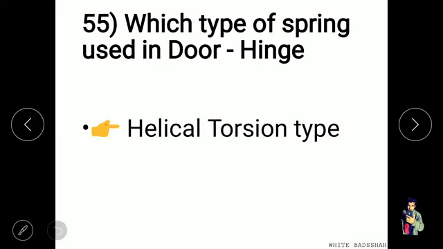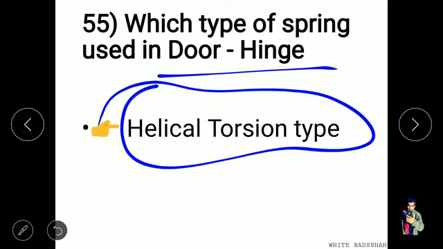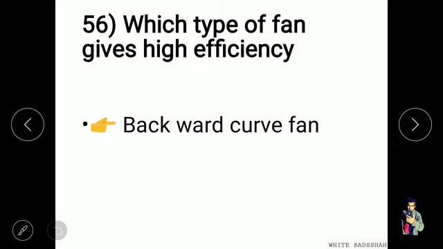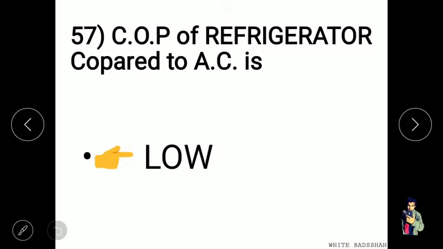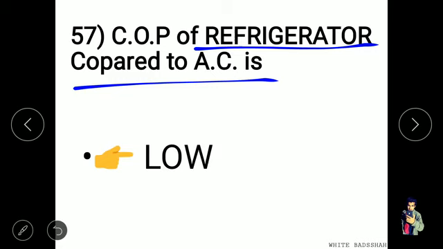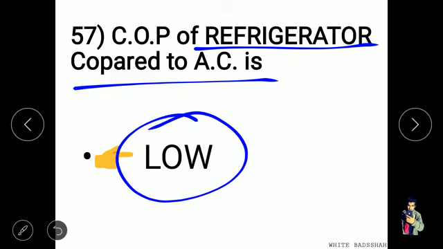Now which type of spring is used in a door hinge? The helical torsion type of spring is used in a door hinge. Which type of fan gives high efficiency? Backward curved fans give the highest efficiency, like 60 to 70%. Now the COP of a refrigerator compared to an air conditioner is low. The COP of a refrigerator is low compared to AC.